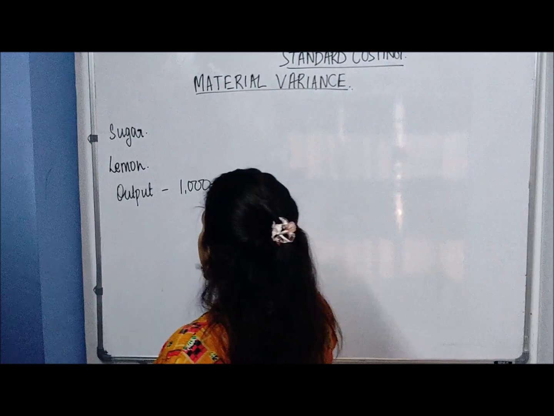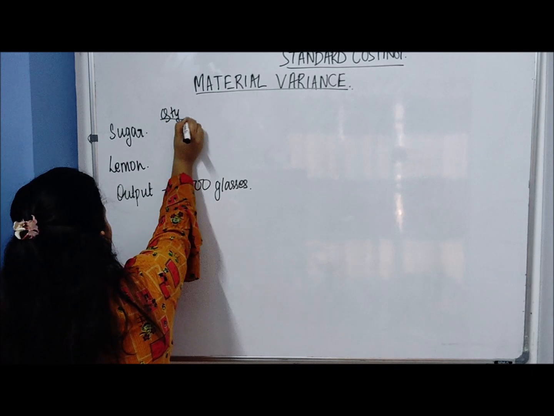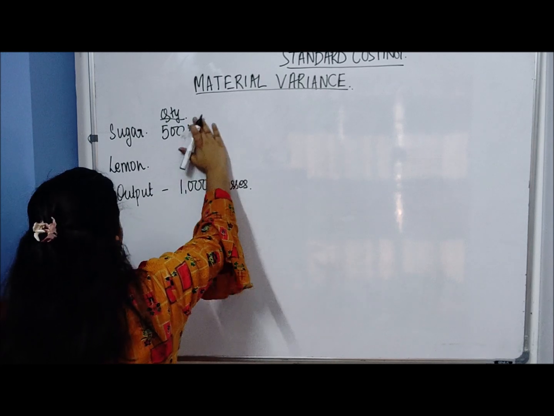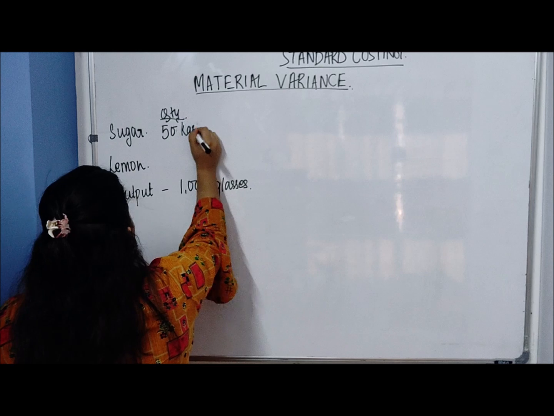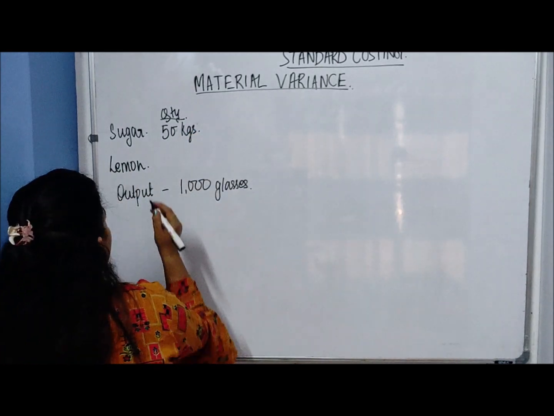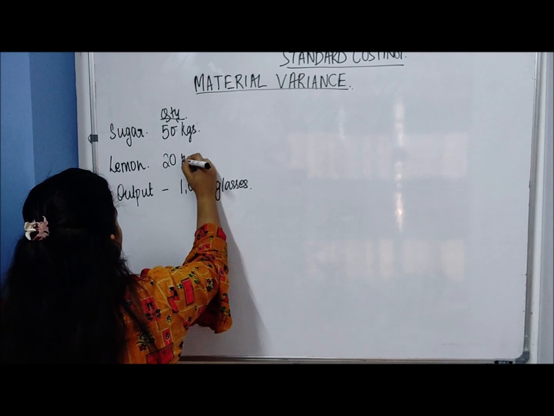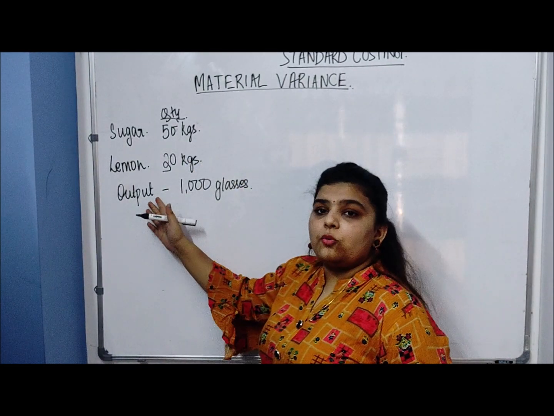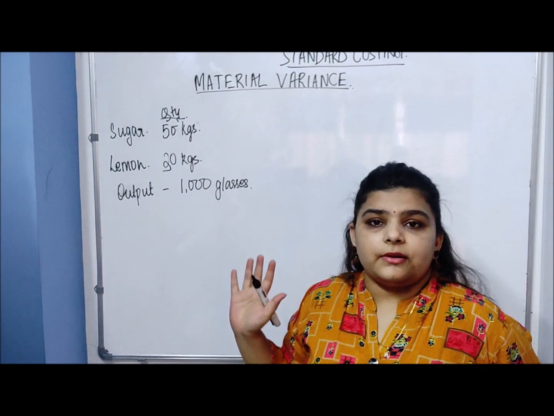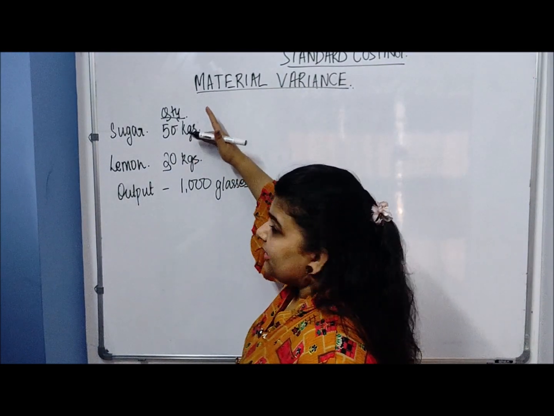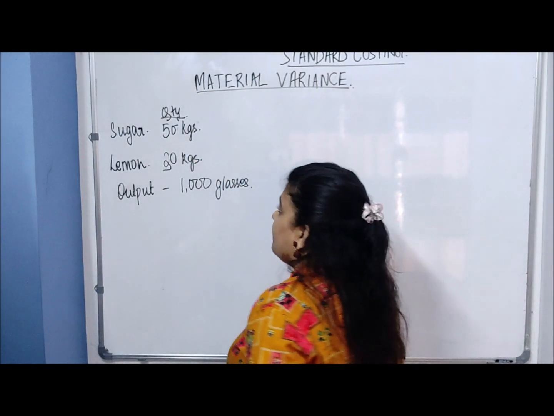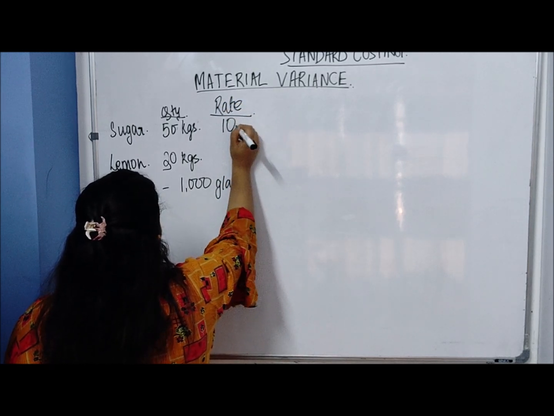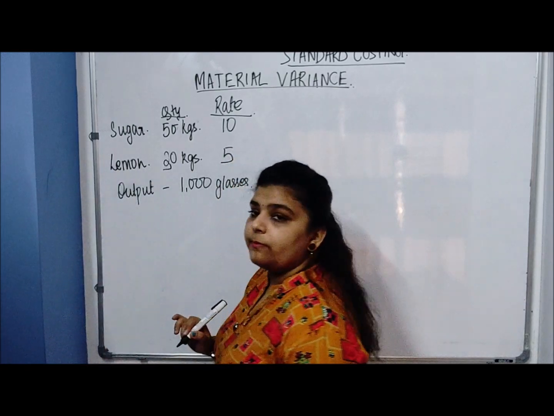For these 1000 glasses, I need sugar of, let us say, 50 kgs, and let us say I need lemons, that is 30 kgs. So this is the quantity which I require for making 1,000 glasses of lemonade. Obviously, if I need these two materials, I will have to purchase them from the market. So let us say the rate at which I am getting sugar and lemon, let us say this is 10 rupees and this is 5 rupees per kg.